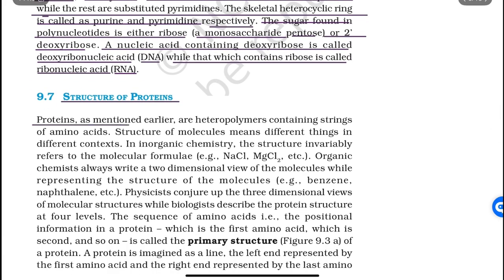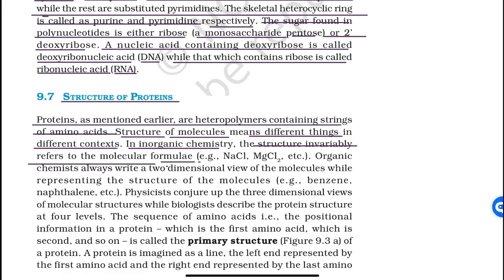Next is structure of proteins. Proteins, as mentioned earlier, are heteropolymers containing strings of amino acids. Structures of molecules mean different things in different contexts. In inorganic chemistry, the structure invariably refers to the molecular formulae. Example: NaCl, MgCl2, etc. Organic chemists also always write a two-dimensional view of molecules while representing the structure of the molecules. Example: benzene, naphthalene, etc.